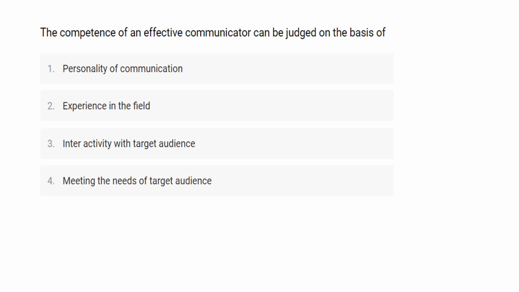The competence of an effective communicator can be judged on the basis of, please understand the question first. Please read the question carefully and then try to answer. In this question they ask you the competence of an effective communicator, which can be judged on the basis of which of the following. The first option is personality of communicator, second one is experience in the field, third one is interactivity with the target audience, and the last one is meeting the need of target audience.